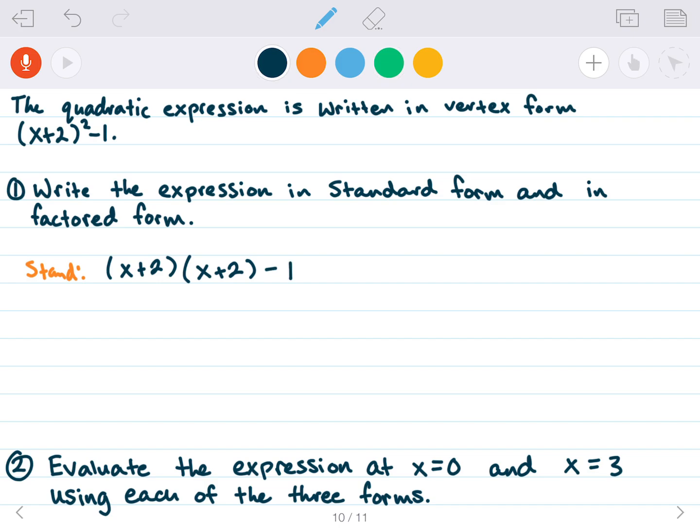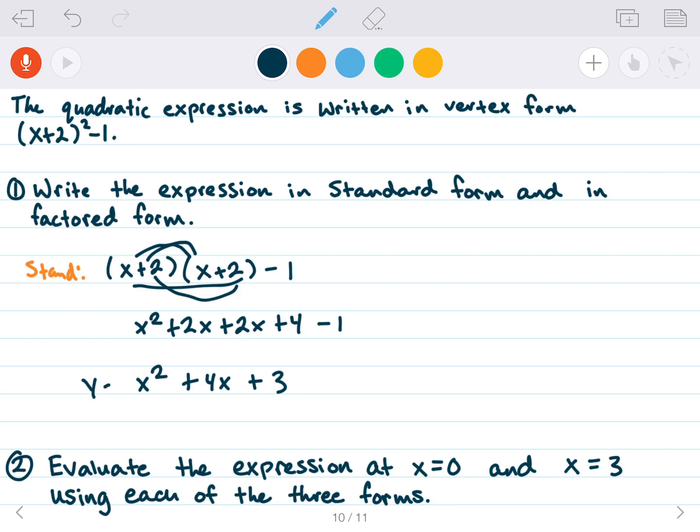So x plus 2 times x plus 2, x times x is x squared. X times positive 2 is positive 2x. Positive 2 times x is positive 2x. And positive 2 times positive 2 is positive 4. We still have the -1 at the end. Combining like terms, we get x squared plus 4x plus 3. So this is standard form.